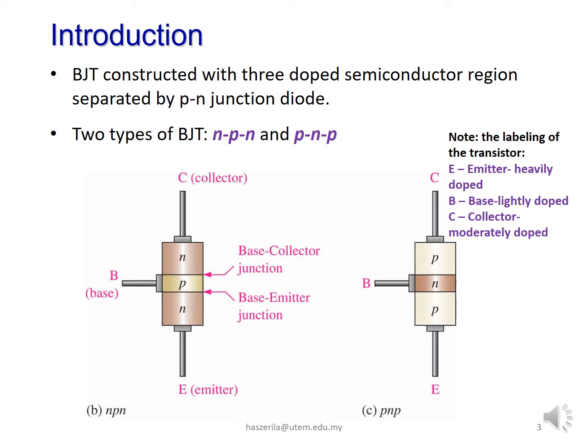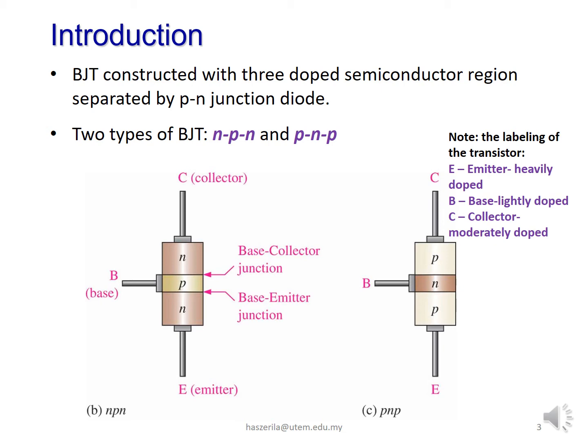This transistor comes with two PN junction diodes. The PN junction that exists between emitter and base is called the emitter-base junction, and the PN junction that exists between collector and the base is called the collector-base junction. The emitter-base junction is forward biased and the collector-base junction is reverse biased.